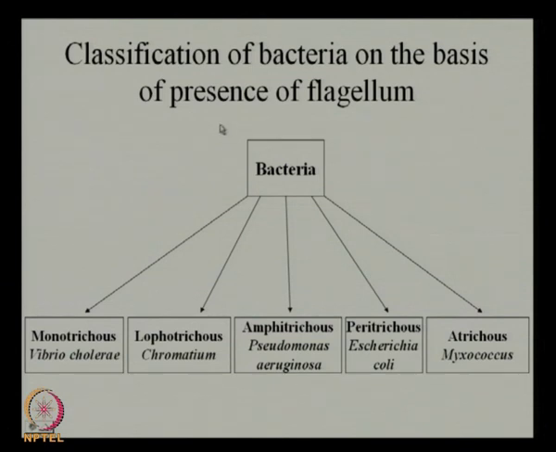Now, if we see the classification of bacteria based on flagellar arrangement, we can find that it can be monotrichous, that is one flagellum at one end; lophotrichous, a bunch of flagella at one end; amphitrichous, flagella at both polar ends; and peritrichous, where flagella are attached throughout the body; and sometimes there is no flagellar arrangement, that is atrichous. And these are the classifications of bacteria, what we have learnt about the entire bacterial world.